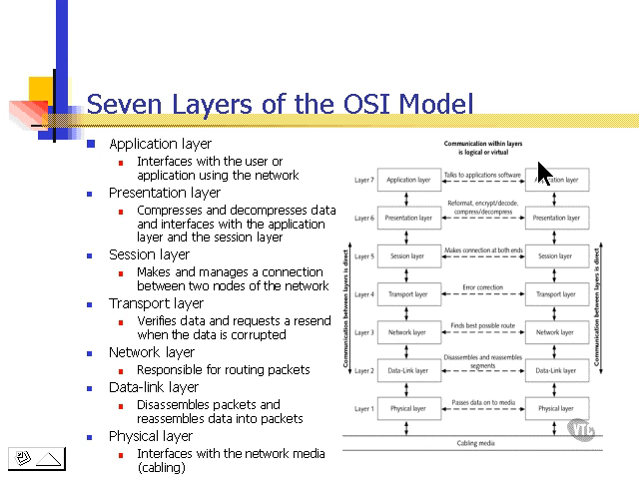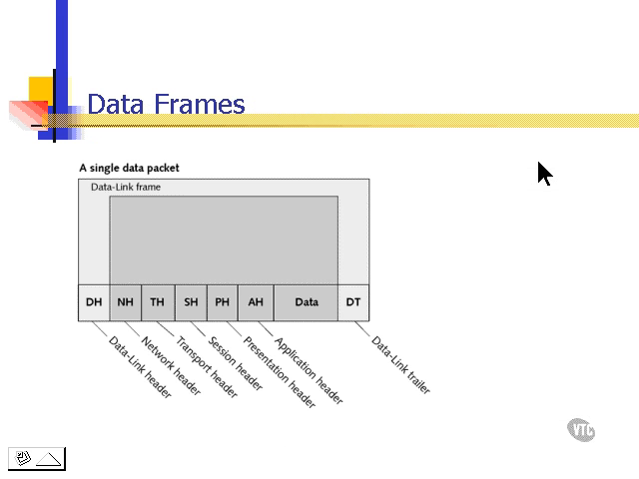As data moves through the layers, it's in what we call packets or frames. And a data frame consists of a header, the data itself, and a trailer. Within the header is the data link header, the network header, the transport header, the session header, the presentation header, and the application header.